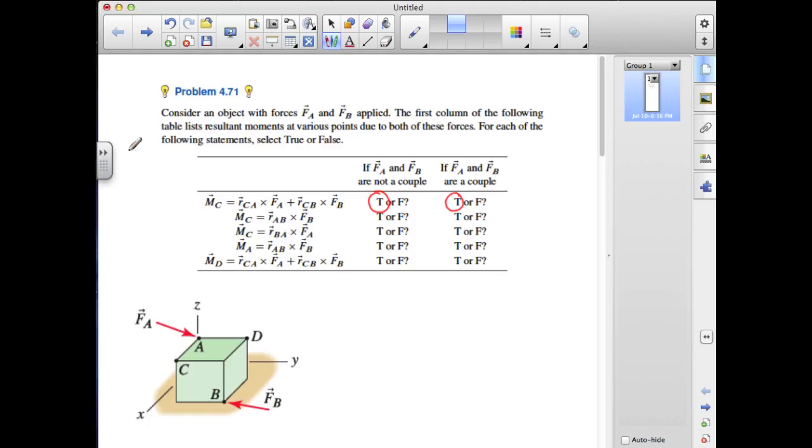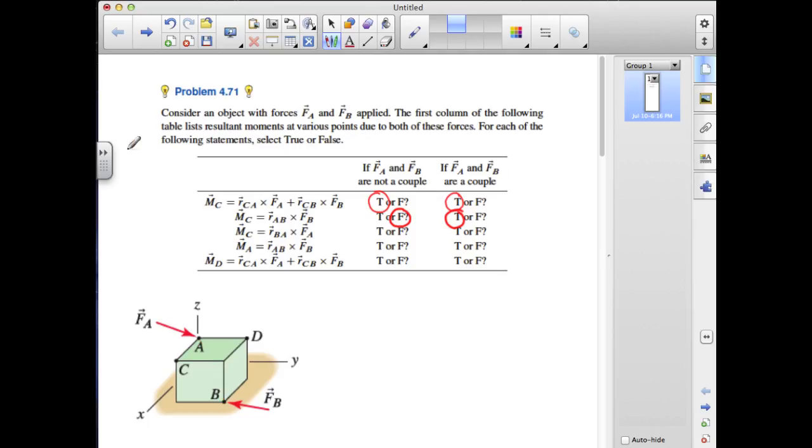The second statement says that the moment about C is equal to RAB cross FB. That is not true if the forces are not a couple. It is true if they are a couple, because you'll recall that the moment due to a couple is a free vector. We could evaluate the moment based on the relative position vector I've shown here. We could write this as RAB cross FB, but that moment is valid at any position on the body, including C, so it is a true statement if FA and FB are a couple.